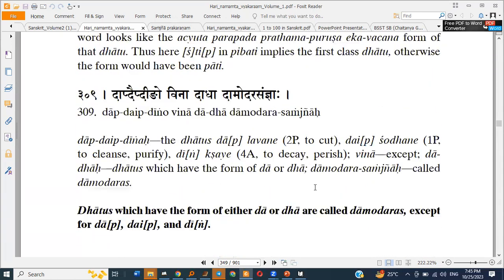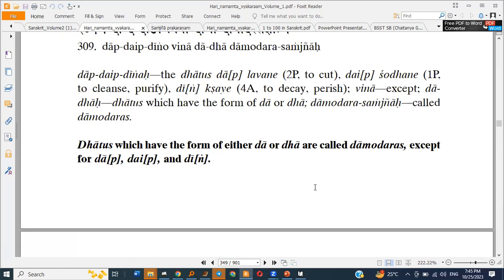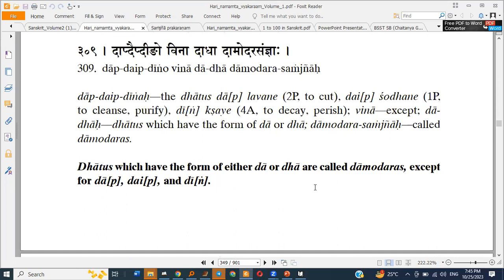Okay, Dap, Dai, Ding, Vina, Dadha, Damodara, Sangya. In the previous sutra, Damodaras were mentioned. Damodara is a Sangya which consists of a list of dhatus. Dhatus which have the form of either Da or Dha are called Damodaras, except for Dap, Dai, and Di. Except for these Dap, Dai, Ding dhatus, all the other dhatus which have the form of Da or Dha are called Damodaras. As we move ahead, we'll learn more about these Damodaras.